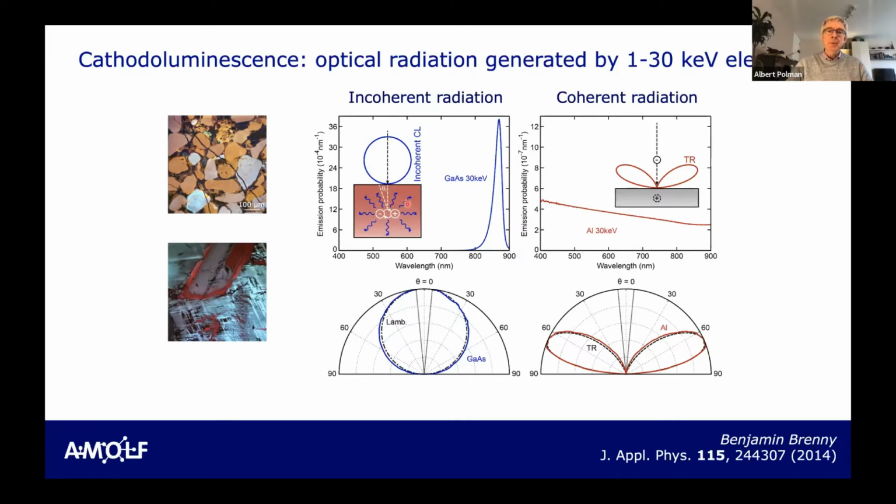This is actually an example of CL on a gallium arsenide wafer. So here you see it peaks at 850 nanometers. That's the band gap luminescence of gallium arsenide. This is a well-known way to do CL microscopy on III-V semiconductors.